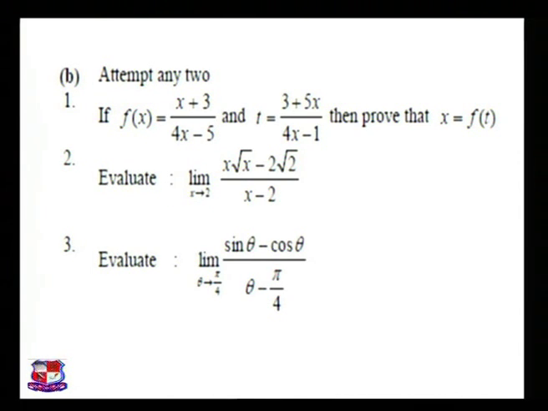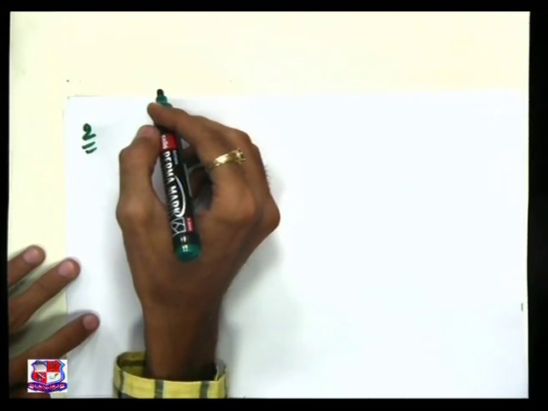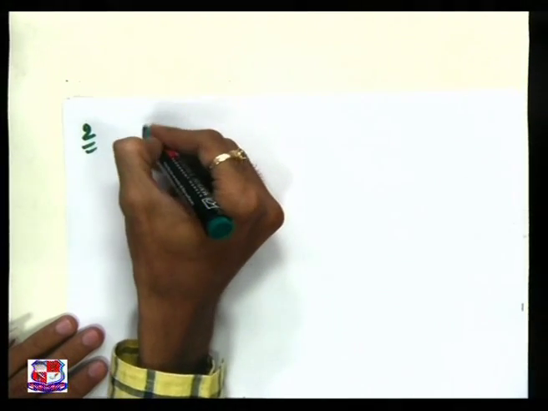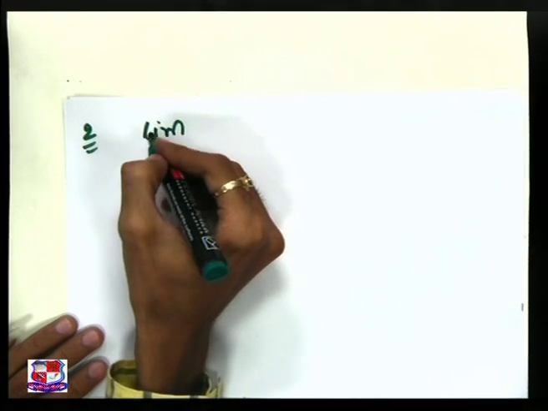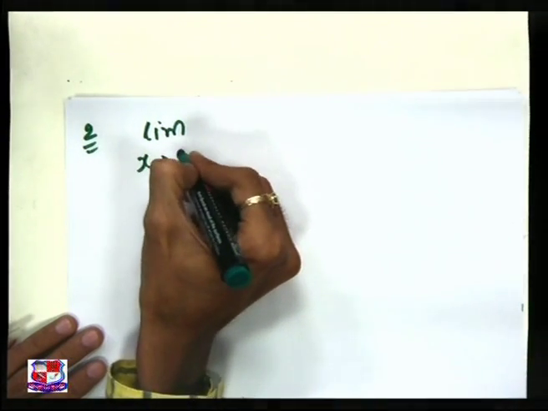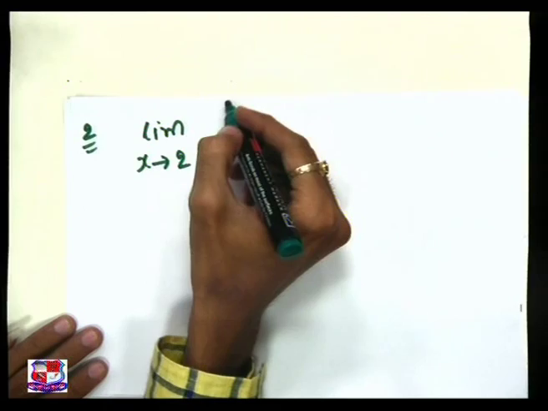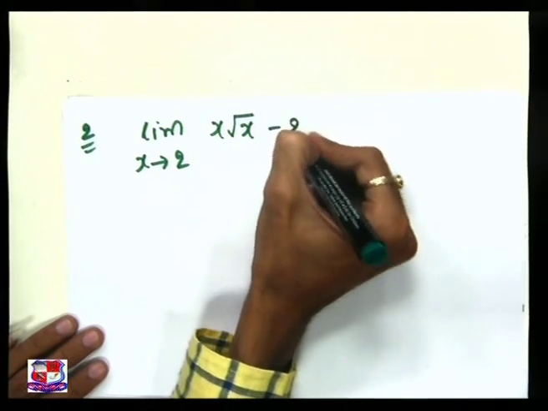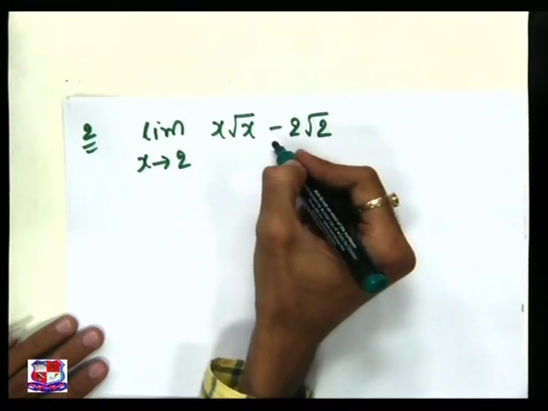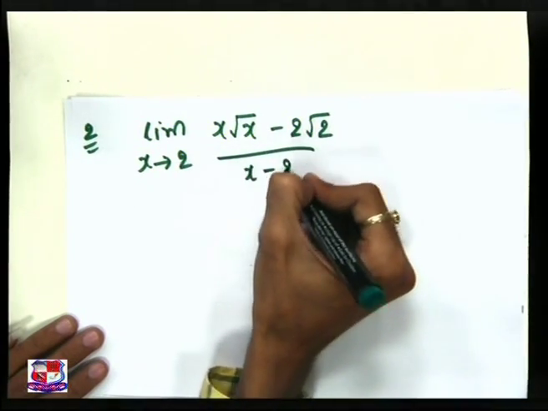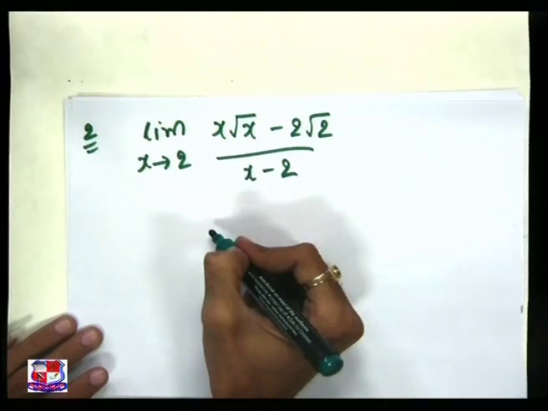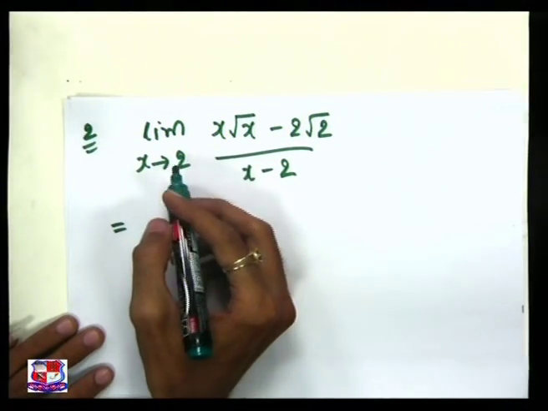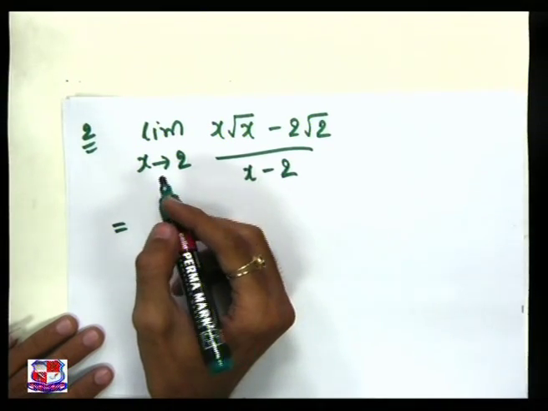Second question is evaluate the limit, x tends to 2, x root x minus 2 root 2 upon x minus 2, right? So here it is quite easy to evaluate this limit using our formula of limit.